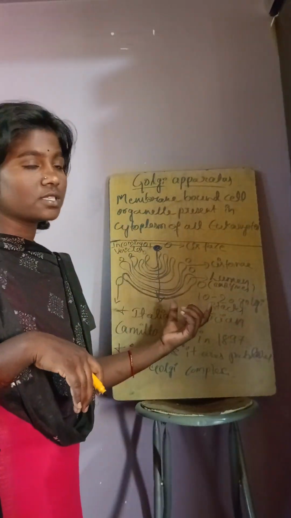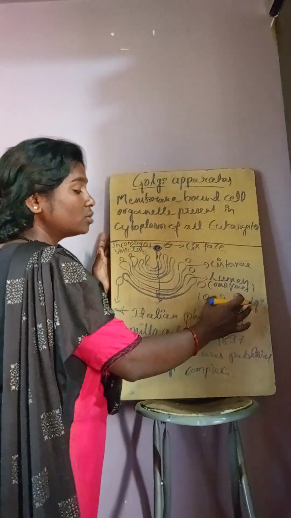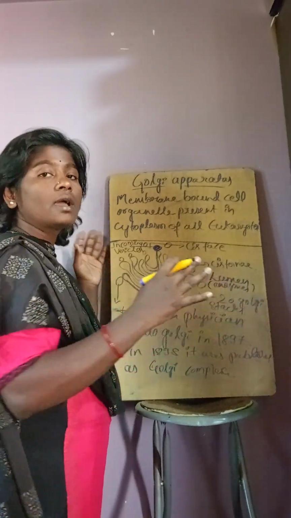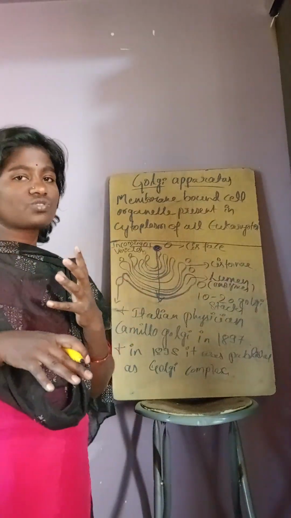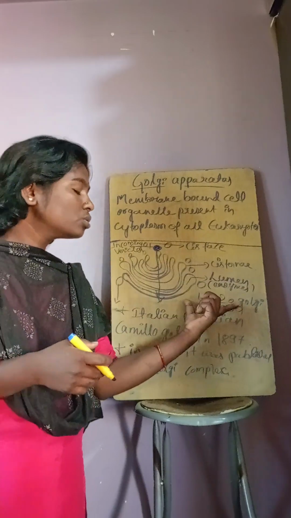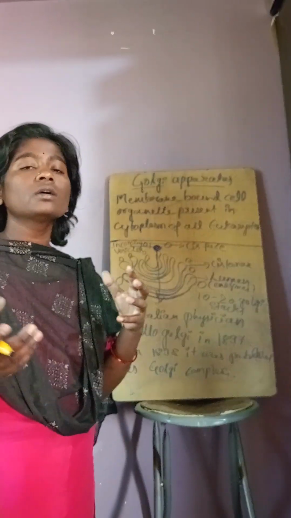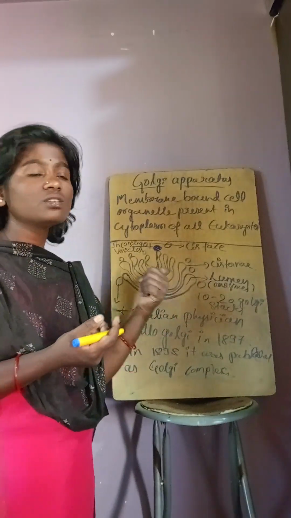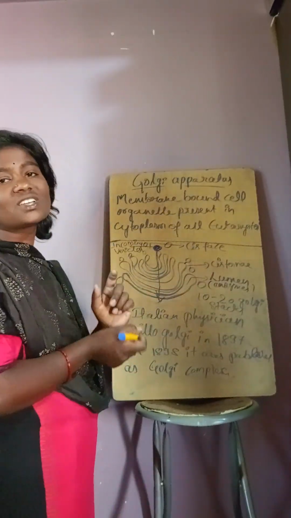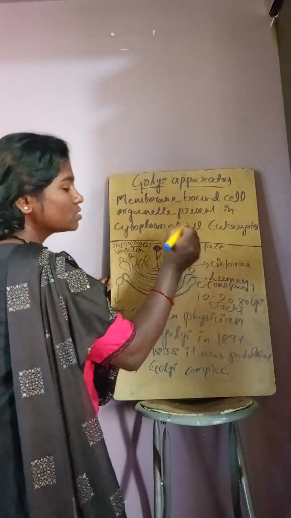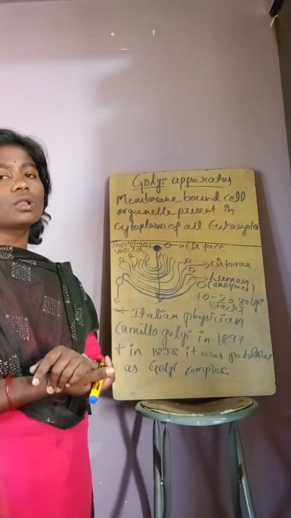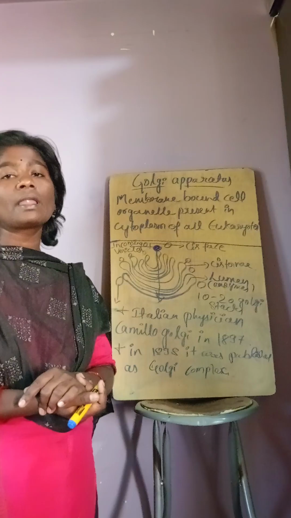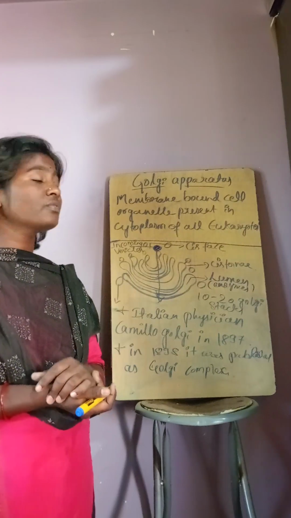In the case of animal cells, those 10 to 20 Golgi stacks are present in a network-like structure. They are connected by a tubular-like structure, and the connection is between the cisternal regions. This is the information about the Golgi apparatus, and in plants also we can observe different numbers of Golgi bodies.